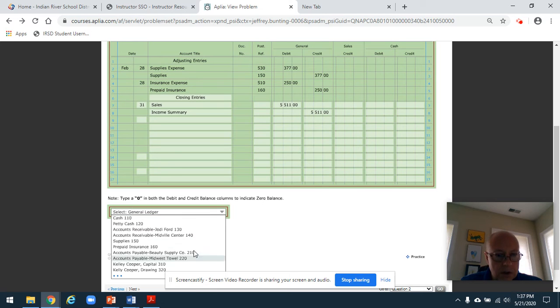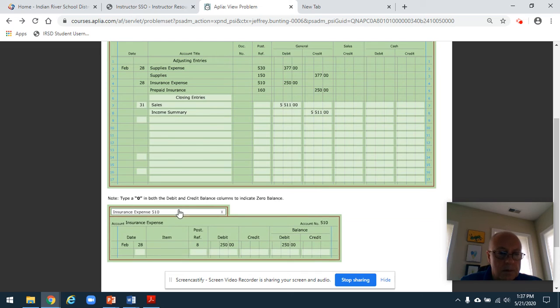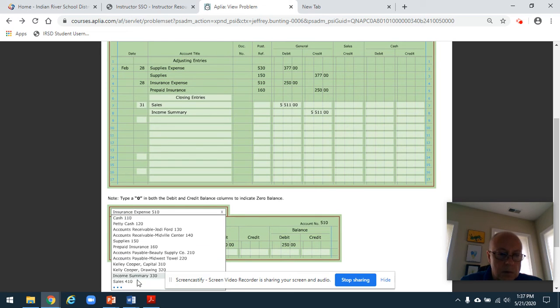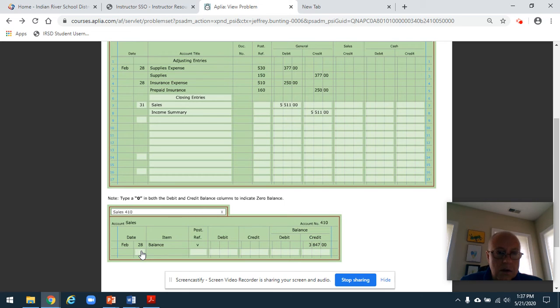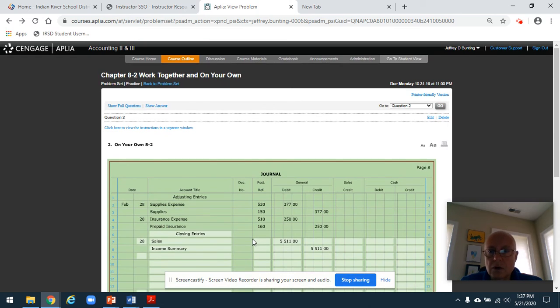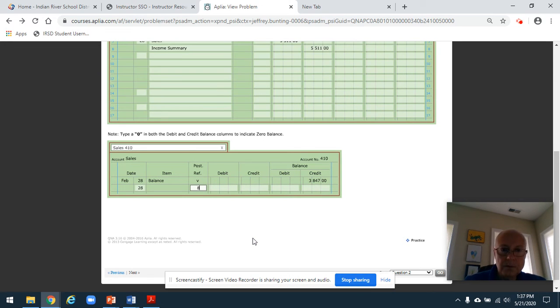So sales, $410. All right, so this is February. Daggone it. It tricked me. 28. Okay. So what we got here, journal page 8, and we're going to make a debit entry.